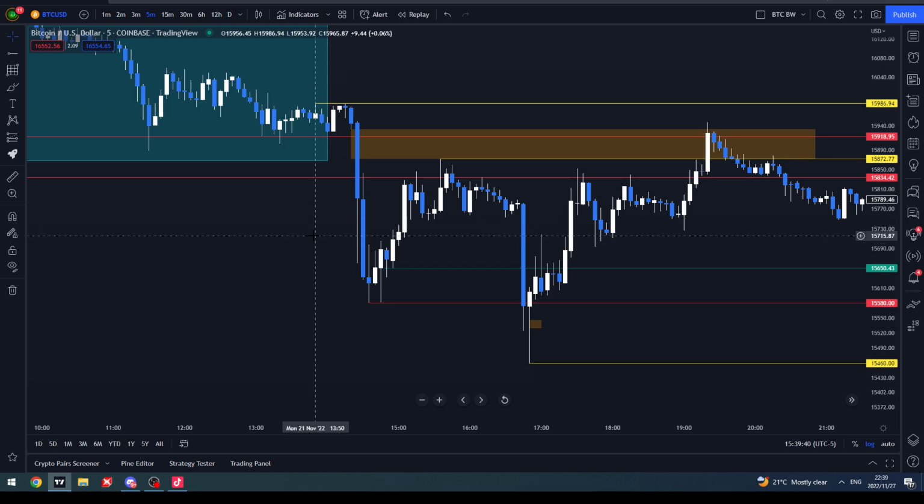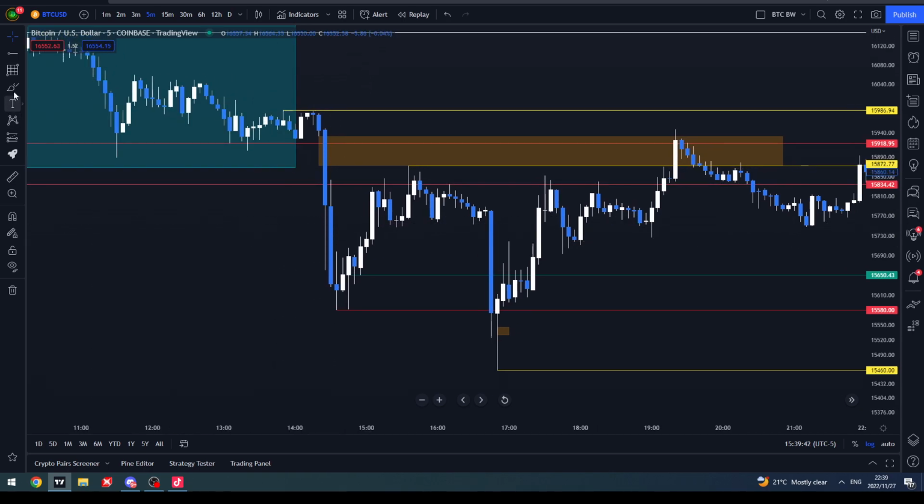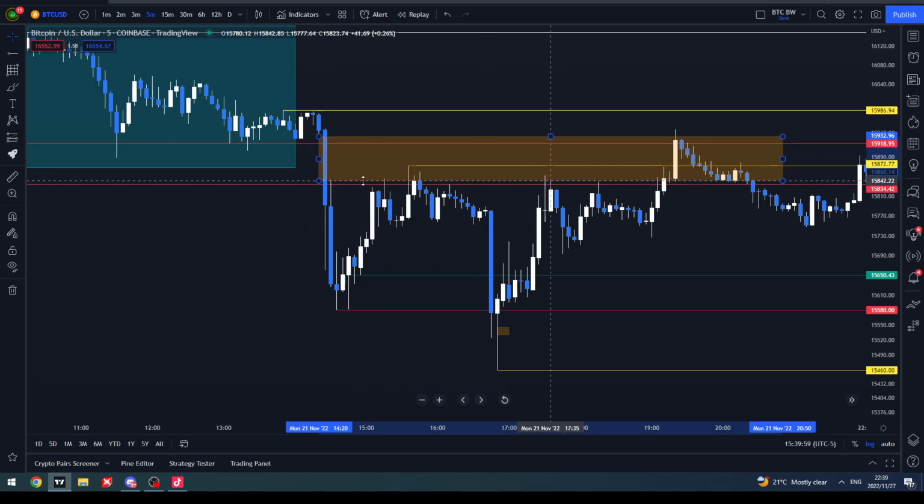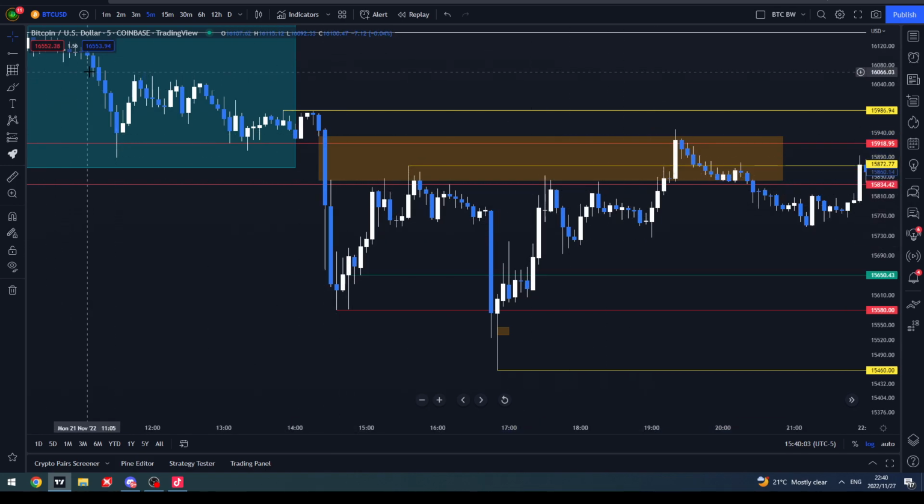Now, where is your invalidation for your shorts? Obviously, your one invalidation is up here on a bearish dealing range, but your next invalidation is your fair value gap here. This fair value gap is considered fair value for selling, right? There's your fair value gap there. It's considered fair value for selling.